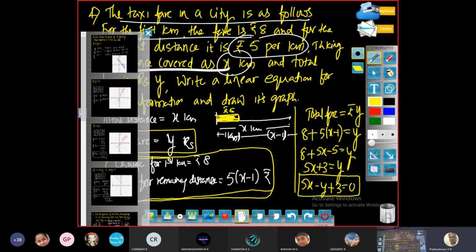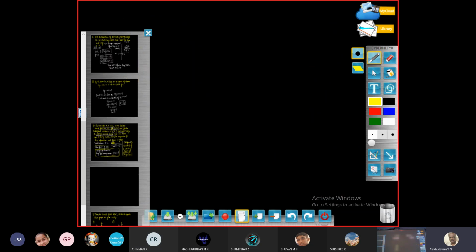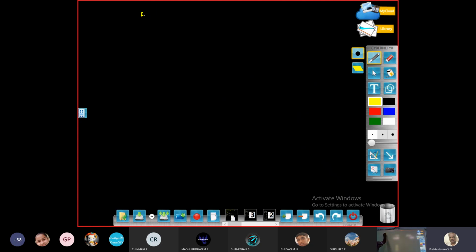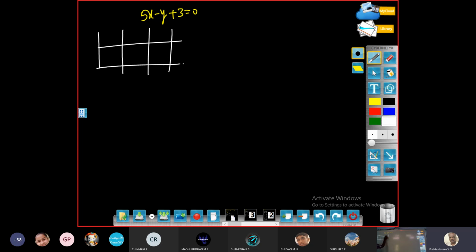Yes, sir. So, what is that equation? 5x minus y plus 3 is equal to 0. Now solve this by taking x and y values. At least minimum 2 points you need to find.